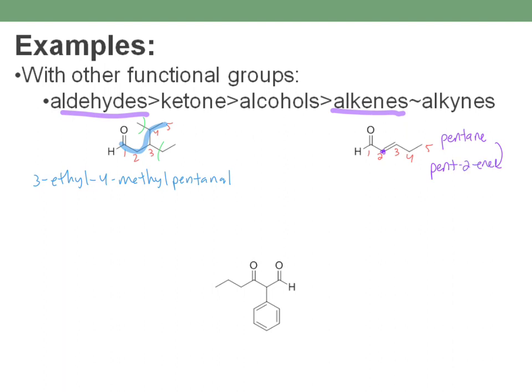But I haven't mentioned the aldehyde yet, so I have to change it yet again. The aldehyde, we changed the E to an Al. So now this is a pent-2-enal, a pent-2-enal. Or you could say 2-pentenal.